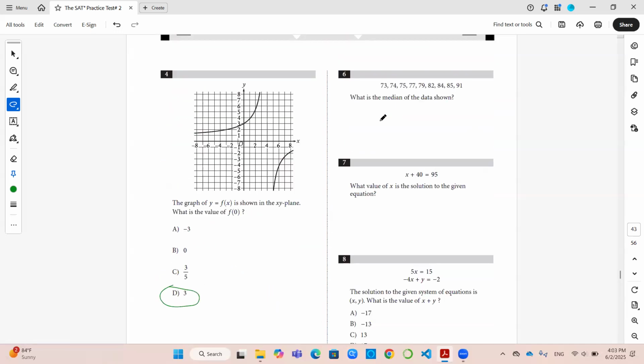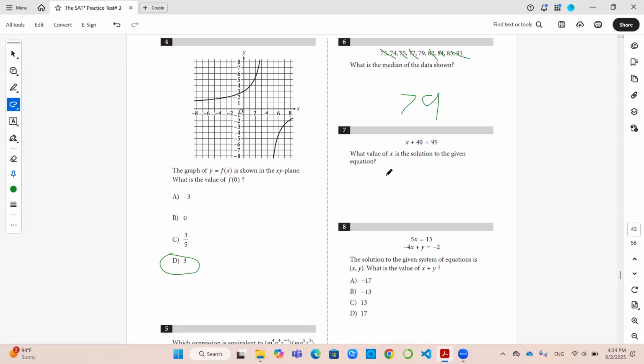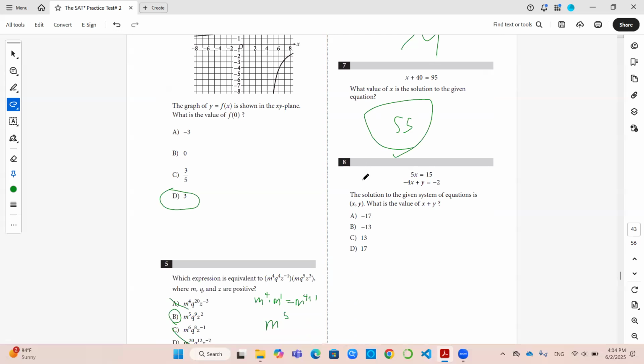Okay, 6, what is the median of the data shown? So cross out here, cross out here, and cross out here. So 79. Okay, what is the value of x? What value of x is the solution to the given equation? 55. Okay, the solution to the given system of equations is x, y. What is the value of x plus y? I'm going to just add all of this up and it becomes x plus y is equal to 13. So C is the correct answer.